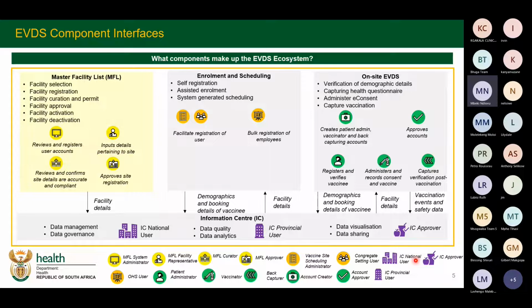We have 4 components in the EVDS, starting with the MFL, that is the master facility list, and then enrollment and scheduling, and then on-site EVDS, and then lastly, the 4th component becomes the information center. So what happens at the MFL is that there is facility selection, facility registration, curation and permitting, approval, activation, and deactivation. In enrollment and scheduling, there is self-registration, assisted enrollment, system-generated scheduling. On-site EVDS, there is verification of demographic details, capturing of health questionnaire, administering of e-consent, and the capturing of vaccinations.